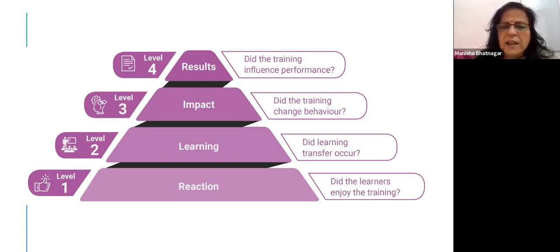And sadly, at least in India, the last three levels are non-existent. Even in the West, the more training-conscious organizations are doing the reaction and learning levels, but this level is very rare, hardly 15 to 20%.